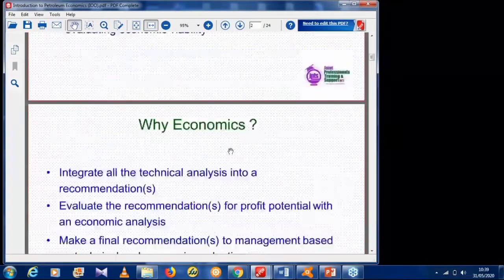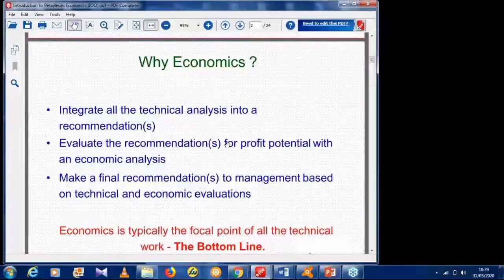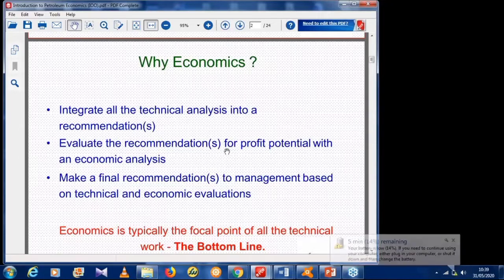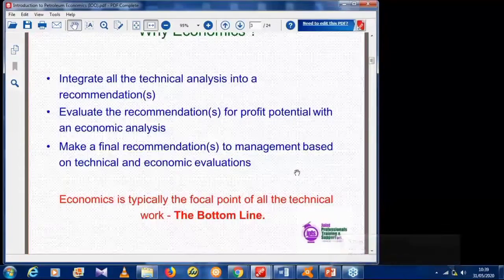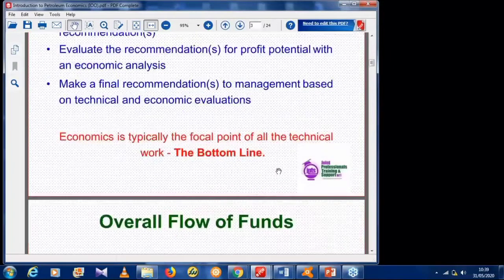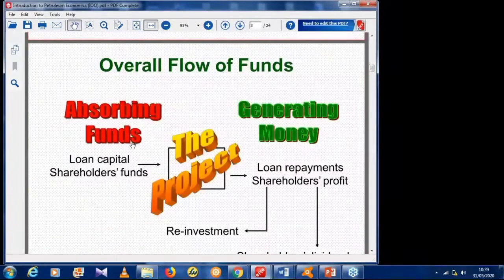And then we look at reasons for petroleum economics. Number one reason is to help integrate all technical analysis, cost benefit analysis, and the rest of them into recommendations. Then it also helps to evaluate these recommendations for profit potential. As an economic analyst, an economist, or even an international petroleum operator, you are expected to understand the economic dynamics of this operation. So you look at it from two sides: there's the aspect that is absorbing funds, and the part that is generating money. Those are the two ends.